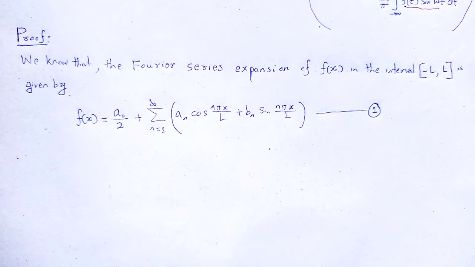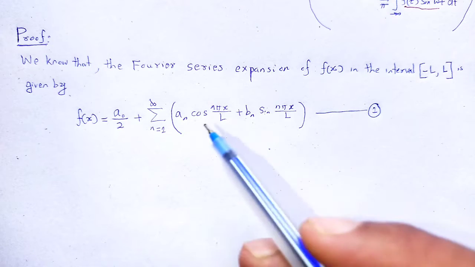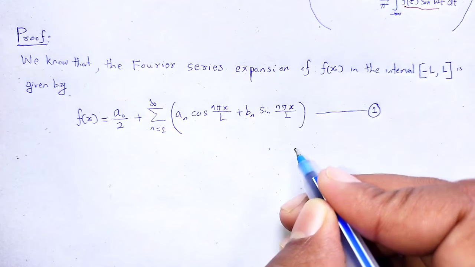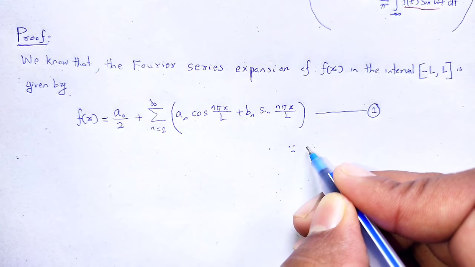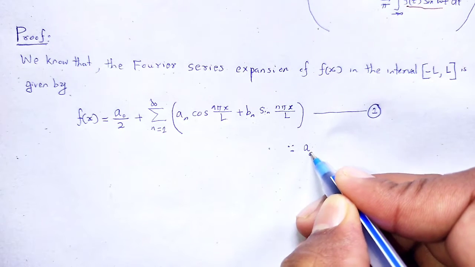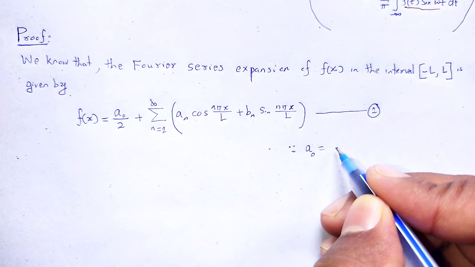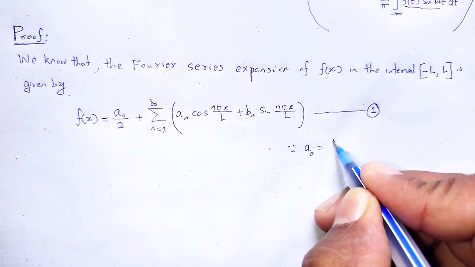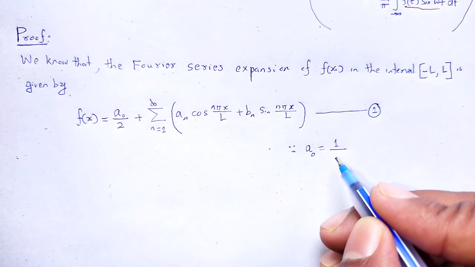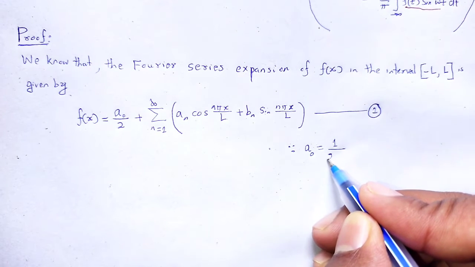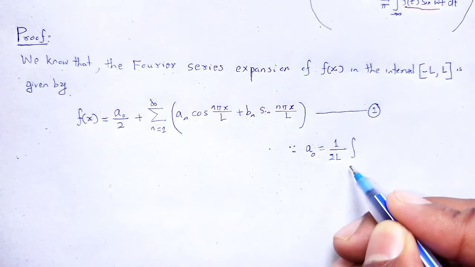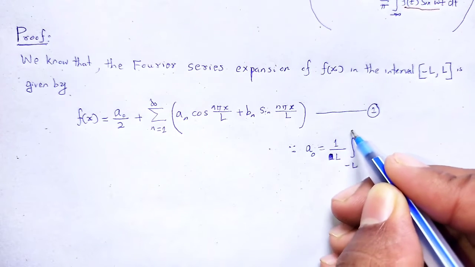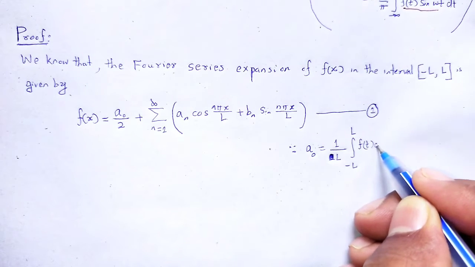Where a n, b n, a naught are the Fourier coefficients, where a naught is equal to 1 by 2L integration over minus L to plus L f of t dt.